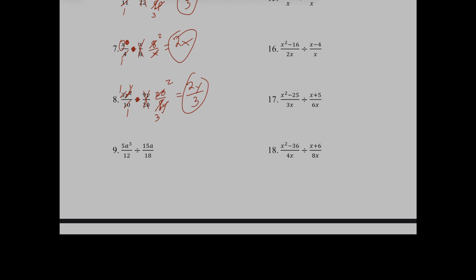Let's go to number 5. I'm going to change this to multiplication, and I'm going to flip. That's all division means. Other than that, this is just a multiplication worksheet. As soon as you get that multiplication and flip, that's all you got to do. So now I'm looking at 12 and 18. 6 will go in there twice, 6 will go in there 3 times. Now I'm looking at the 5. The 5 will go in there once, the 5 will go in there 3 times.